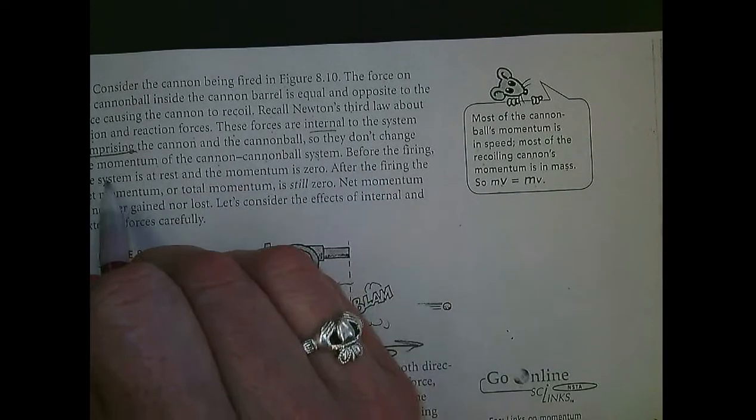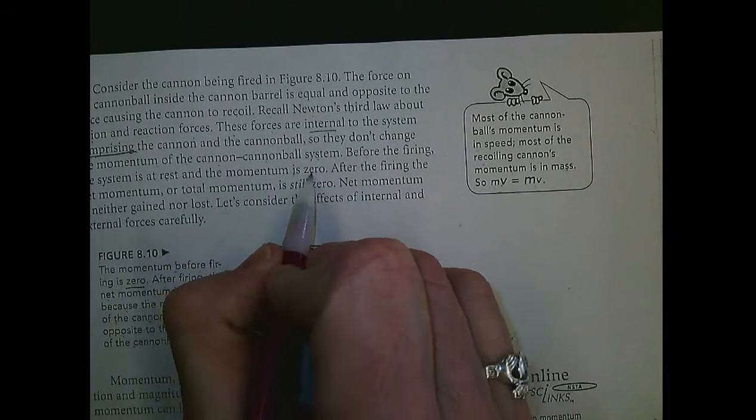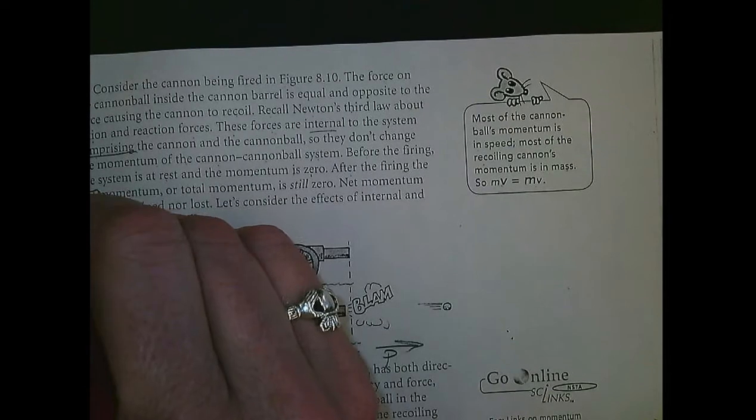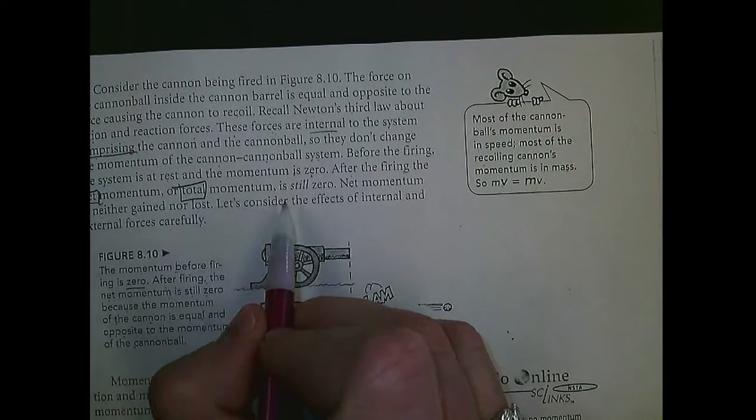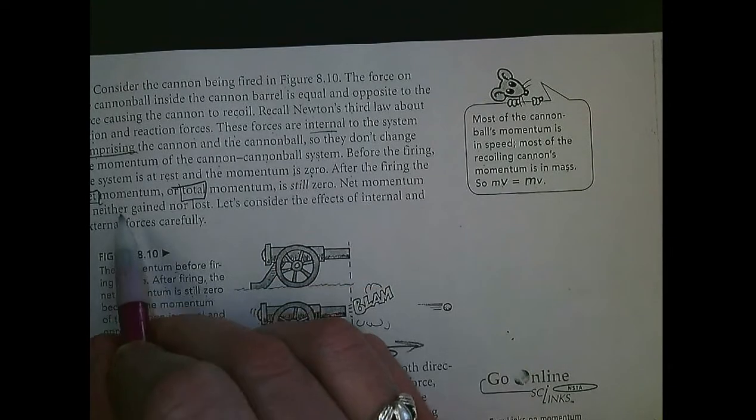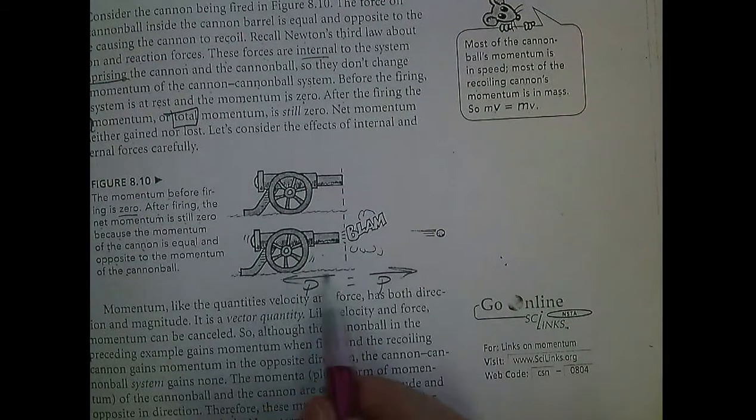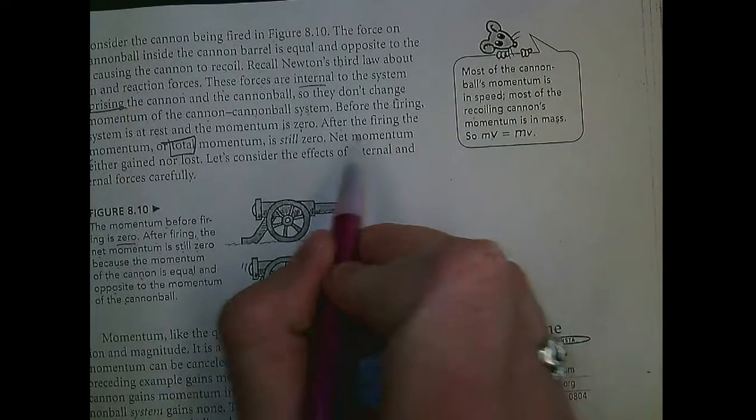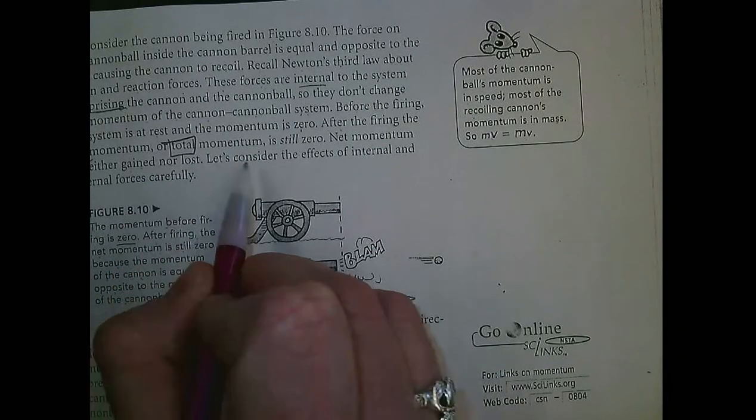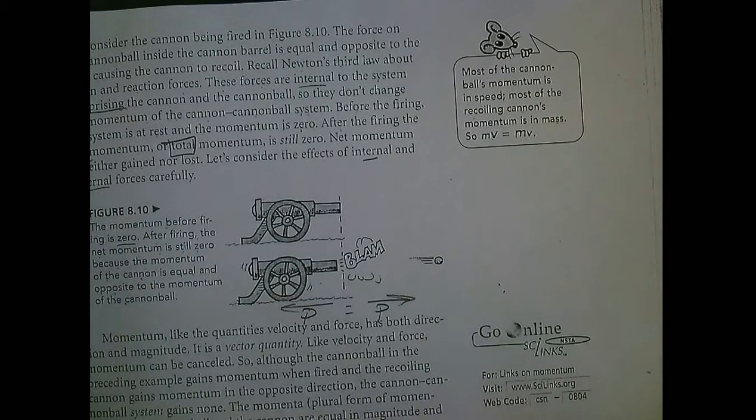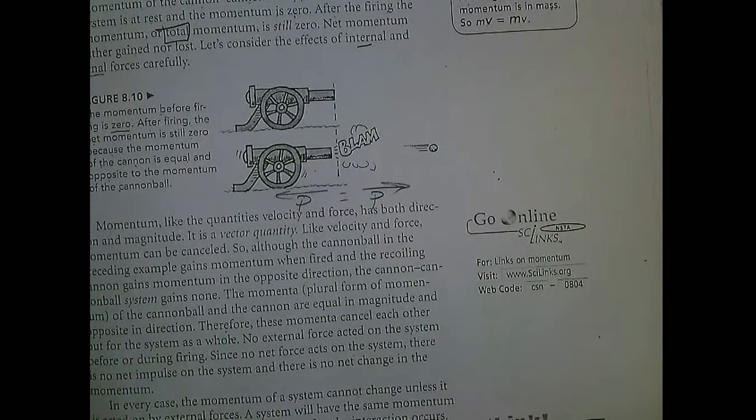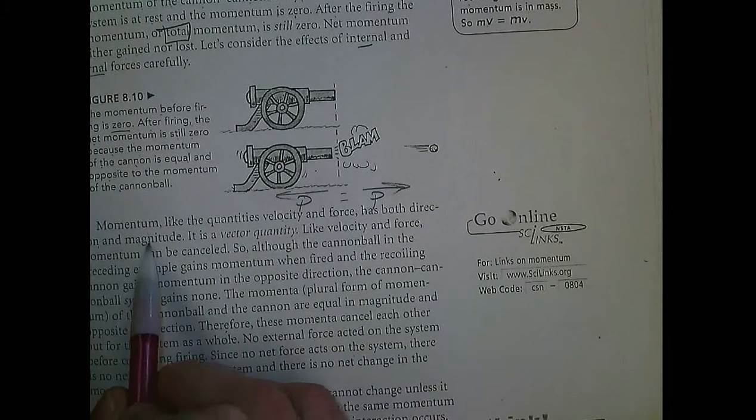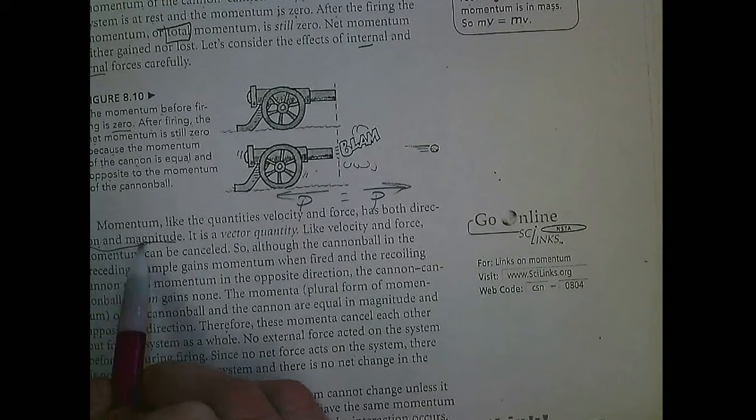Before the firing, the system is at rest and the momentum is 0. After the firing, the net momentum, or the total momentum, just like net force, is still 0. Net momentum is neither gained nor lost. Okay, so just like my forces canceled out, the momentums, because they're equal and opposite, cancel out. Net momentum is neither gained nor lost. Let's consider the effects of internal and external forces carefully. Momentum, like the qualities velocity and force, has both direction and magnitude. That's size or amount.